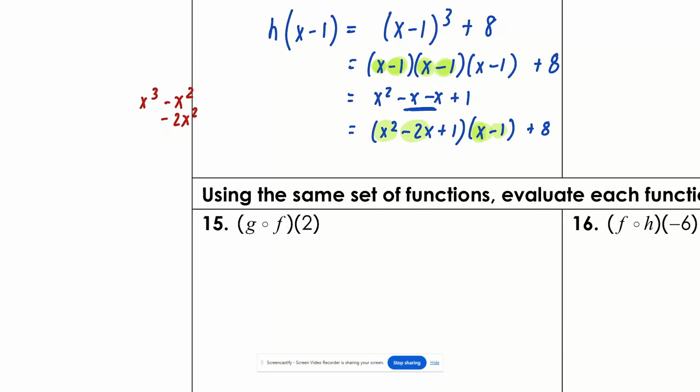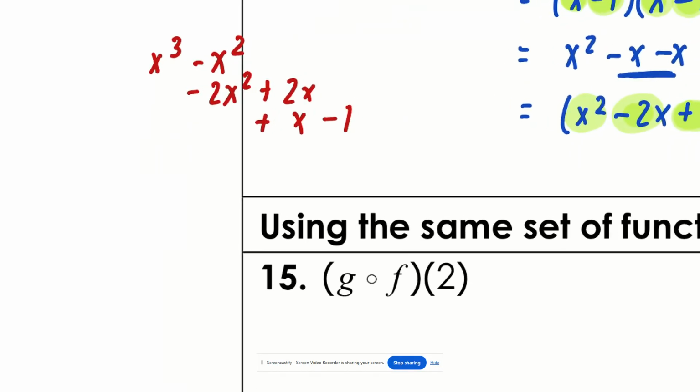Then I'm going to take negative 2, multiply by negative 1. That's positive 2x, because negative times negative cancels. Then I'm going to take this positive 1 and distribute it to x. That's positive x. And then I'm going to take that positive 1 and multiply by negative 1. That's minus 1.